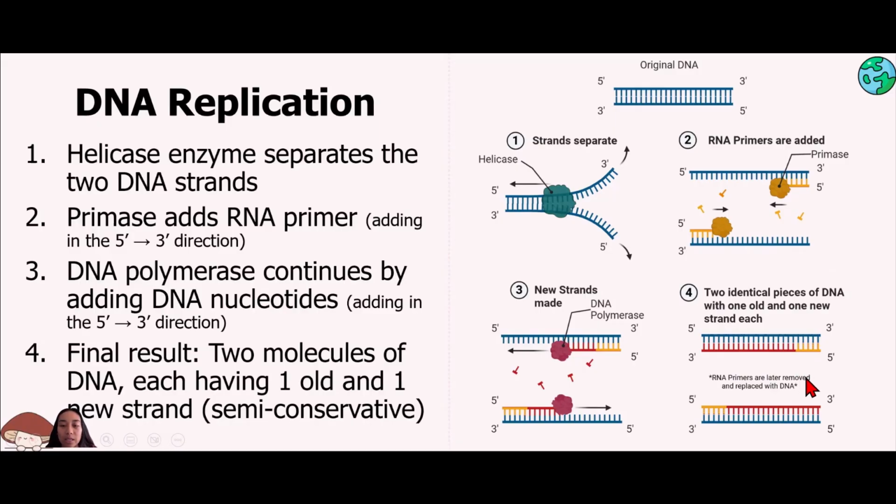So it seems like an extra step, and it kind of is, but that is just how life works. So that is DNA replication in a nutshell, and those are the main steps. Now, there are definitely other enzymes involved. In this diagram, I'm only talking about the main three: helicase, primase, and DNA polymerase.